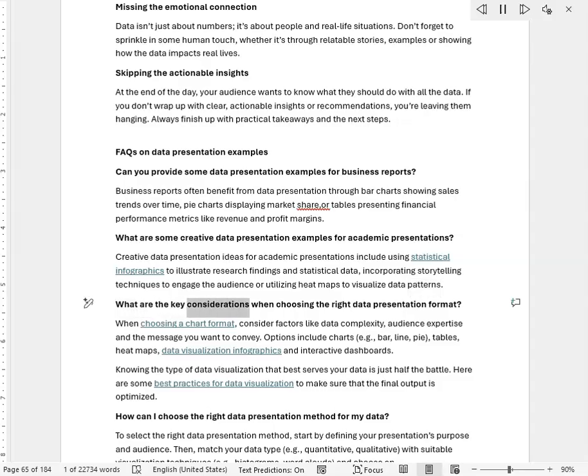What are the key considerations when choosing the right data presentation format? When choosing a chart format, consider factors like data complexity, audience expertise, and the message you want to convey. Options include charts, e.g., bar, line, pie, tables, heat maps, data visualization infographics, and interactive dashboards.